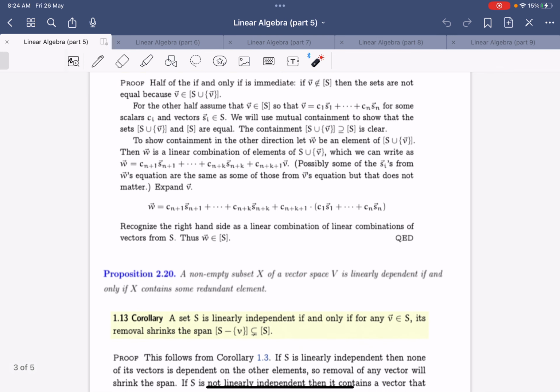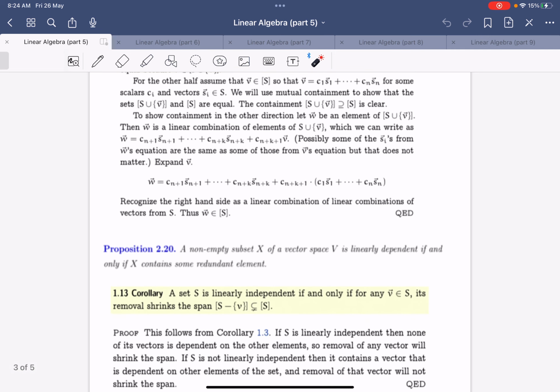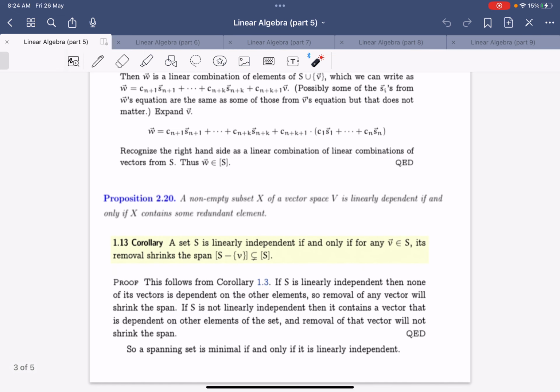And so, if you just negate both sides, we say that a subset is linearly dependent if and only if it contains some redundant vector. And a corollary will be that S is linearly independent if and only if removing any V shrinks the span properly. So that means the span of S minus away this V will be properly contained in the span of S. So that's what it means for S to be independent.